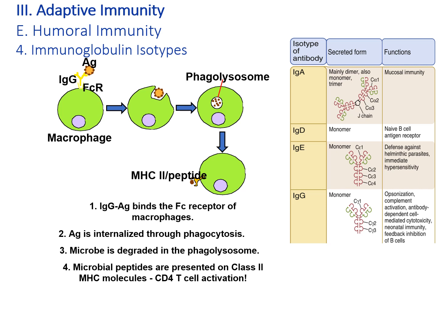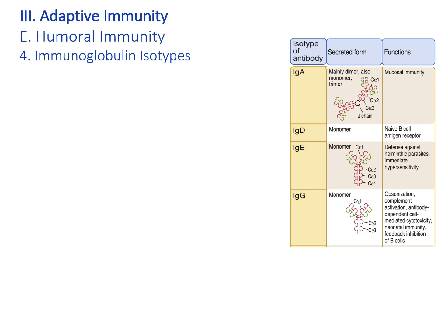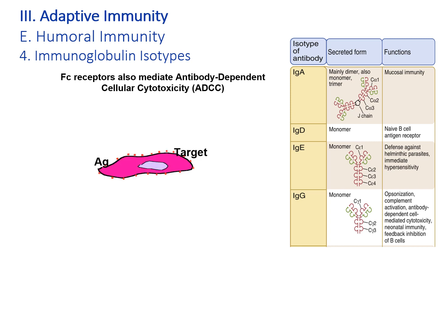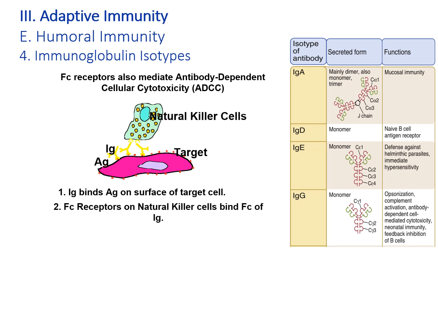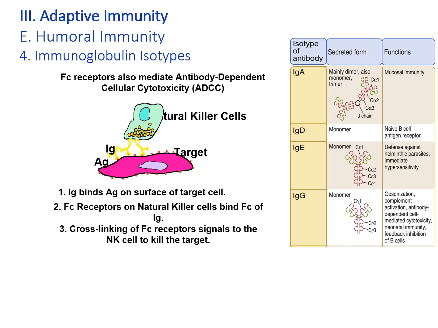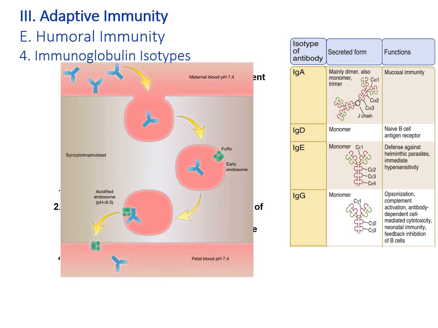Aside from this function, your immunoglobulin also functions in ADCC, or antibody dependent cellular cytotoxicity. We have mentioned that a while ago. And it also functions in neonatal immunity. So you have this Fc receptor that facilitates the transport of IgG.